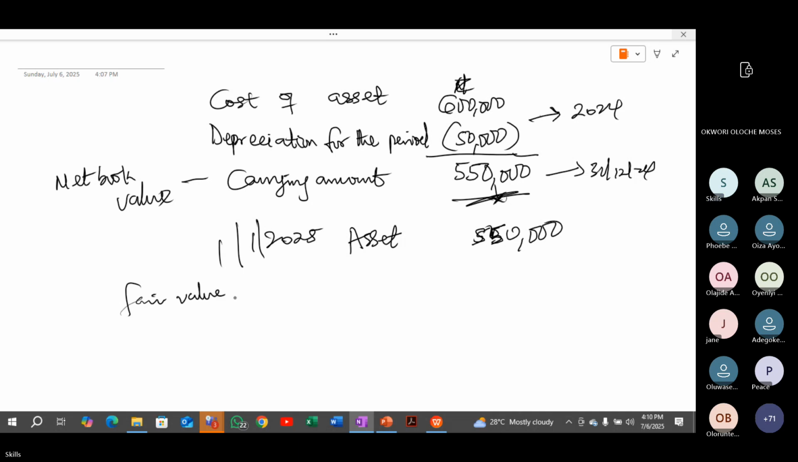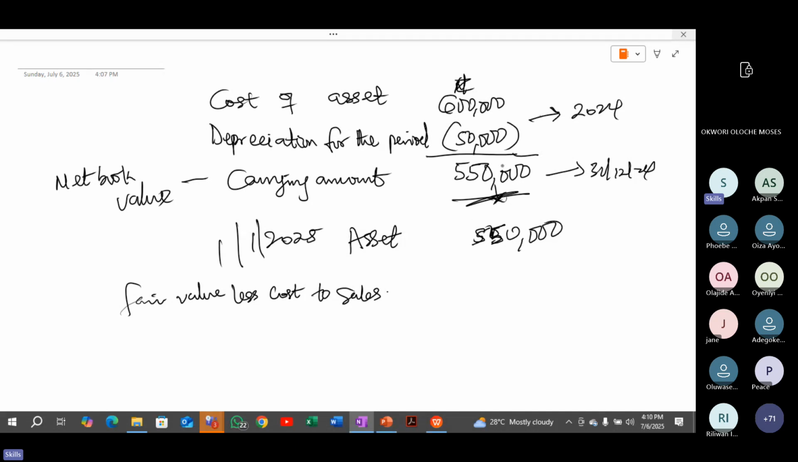Sir, I want to ask, apart from depreciation, do we also subtract anything from the cost of assets to get the carrying amount? Maybe impairment loss, or apart from depreciation to get your carrying amount? Yes. If there is any impairment on that asset, you will bring it in.